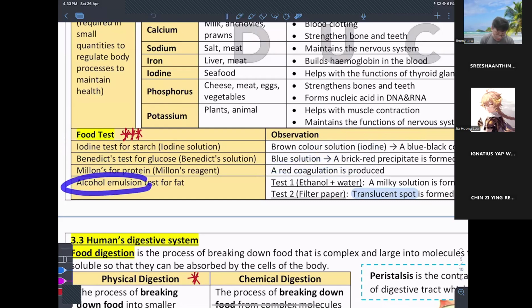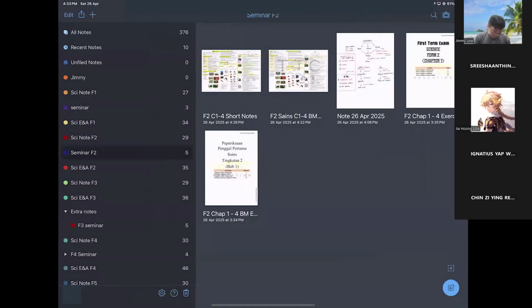Okay, alcohol emulsion test. For the emulsion test you can use filter paper as it is going to show you the translucent spot lah. So the question will ask you, what kind of food is this, based on the food test, or some sort of similar question lah. Okay, so we'll go through together, with the food class stuff.